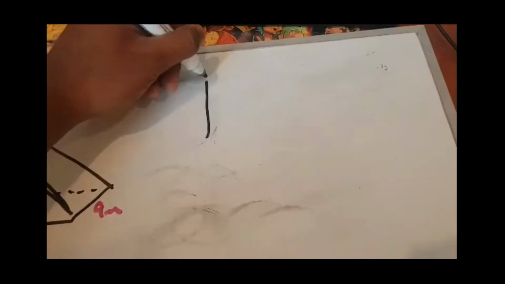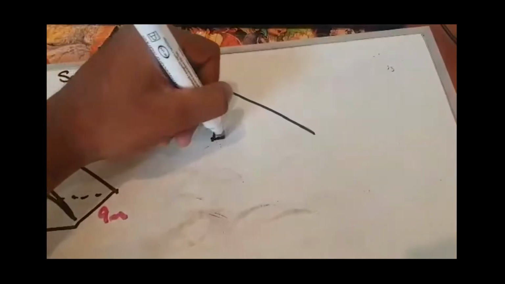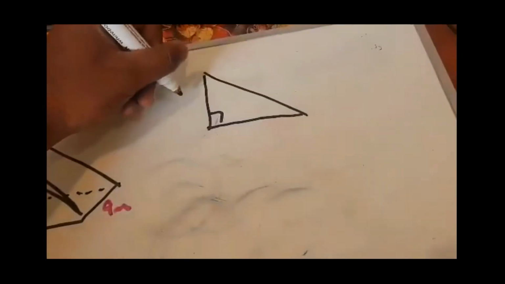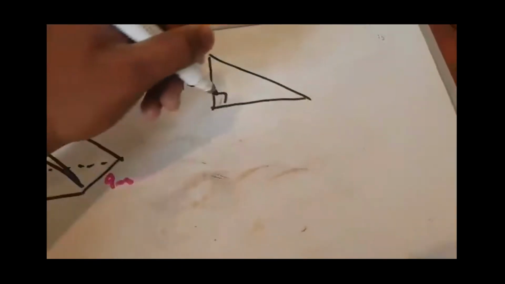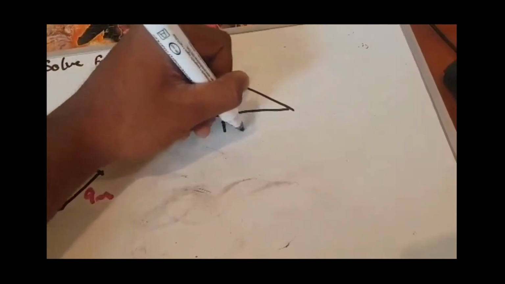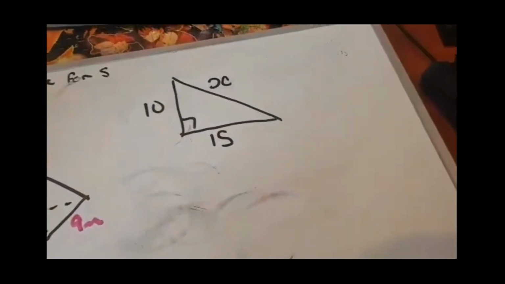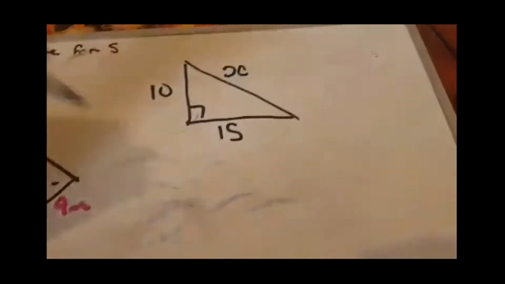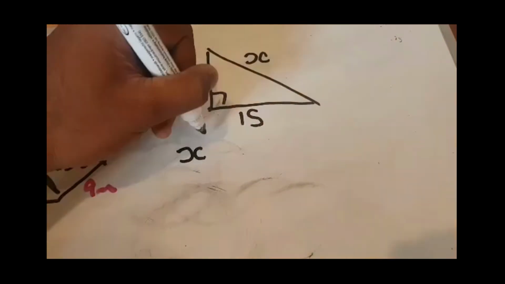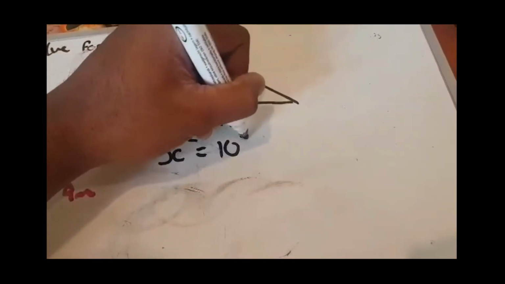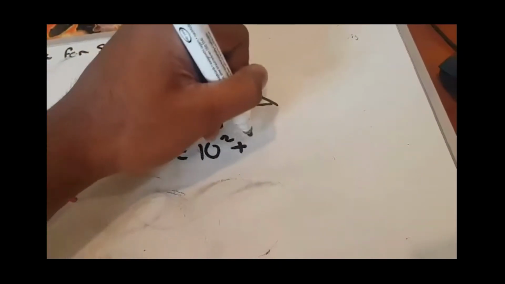So if we draw out a right angle triangle, we have 10, we have 15, and we need to find this length. Let's call this length x. So we can just use the standard Pythagoras form. So it's x squared equals 10 squared plus 15 squared.